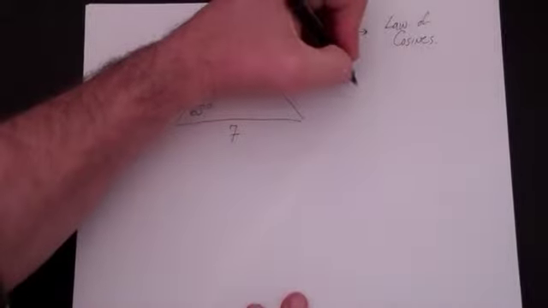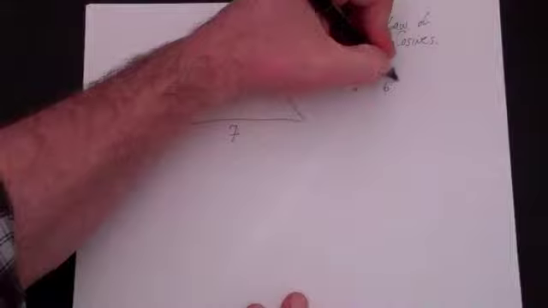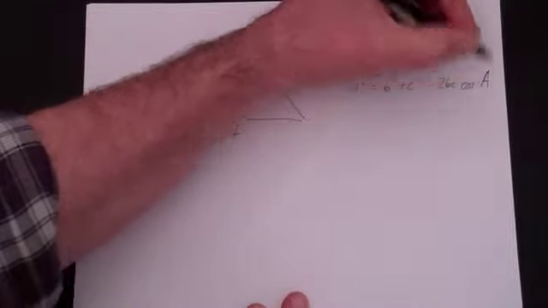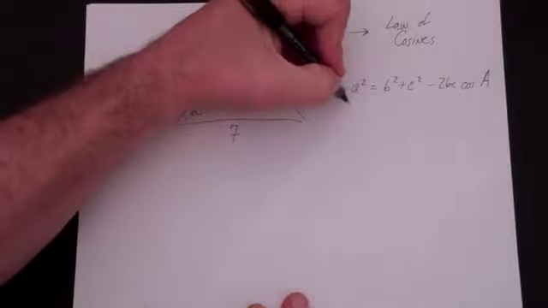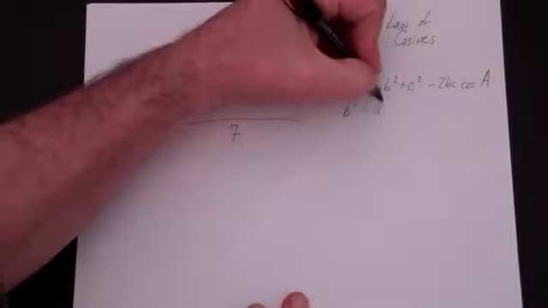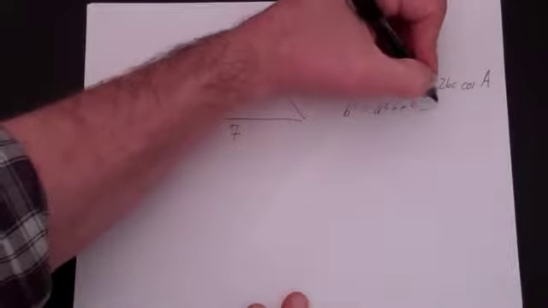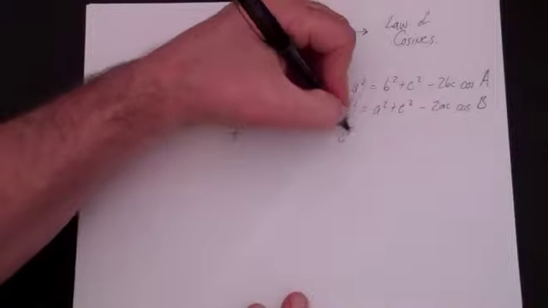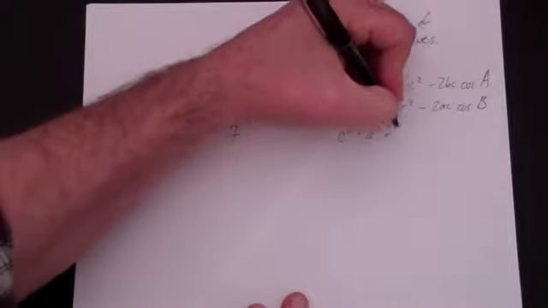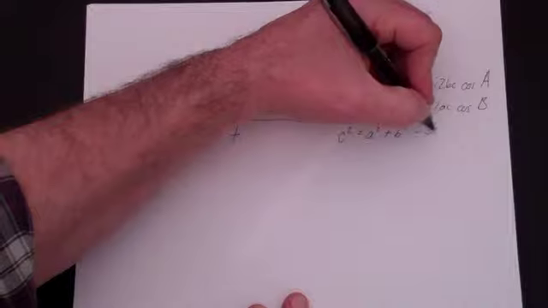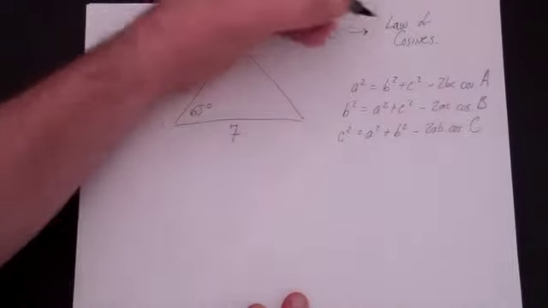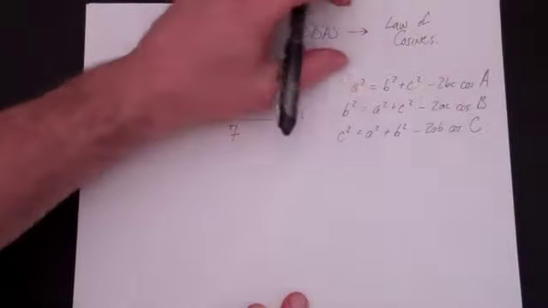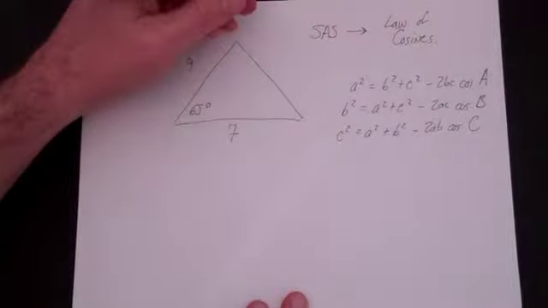The three different forms are a squared is equal to b squared plus c squared minus 2bc cosine A. The other two forms are very similar. b squared is equal to a squared plus c squared minus 2ac cosine B. And then c squared is equal to a squared plus b squared minus 2ab cosine C. The little letters represent sides and the capital letters represent angles.